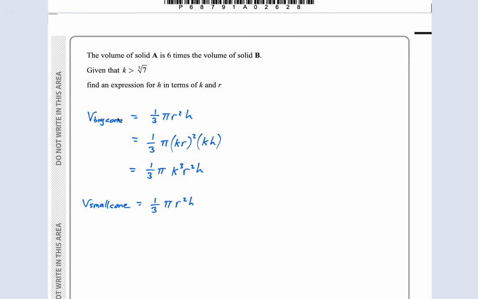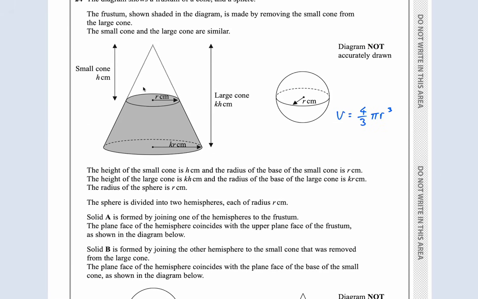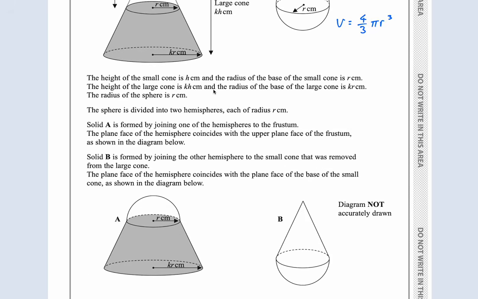Now it makes sense to me, guys, that the volume of this cone is k cubed times the volume of this cone, because k is actually the scale factor if you look at the similar cones. The radius is k times bigger and the height is k times bigger. Therefore, you'd expect the volume to be k cubed times bigger, because the volume factor is the scale factor cubed.